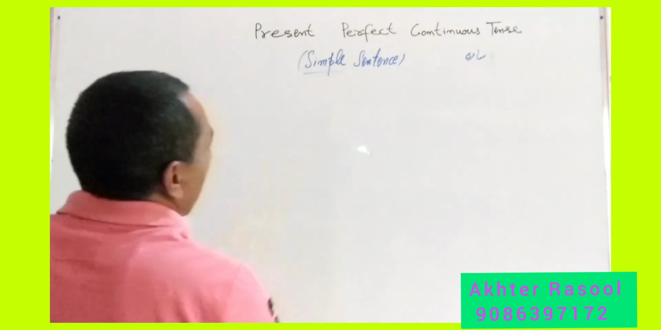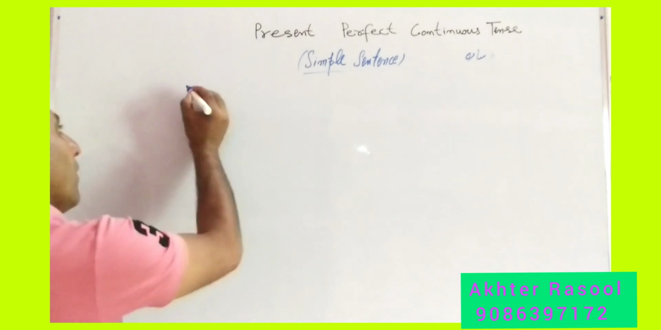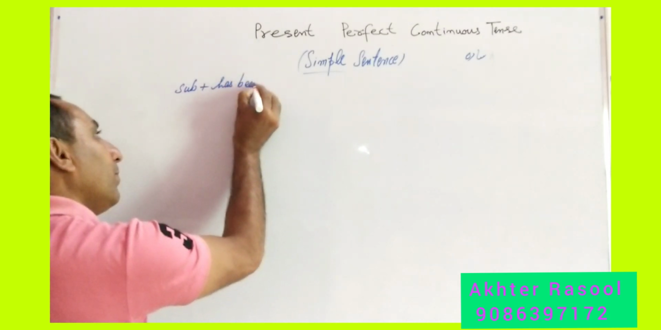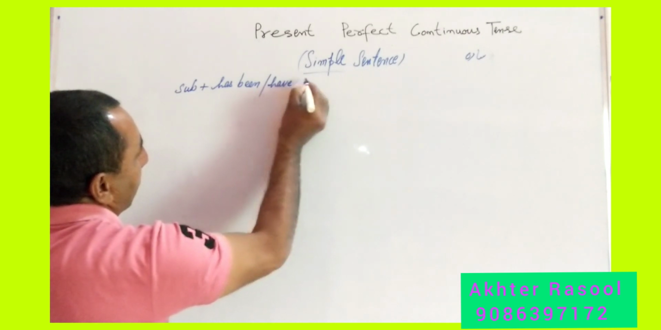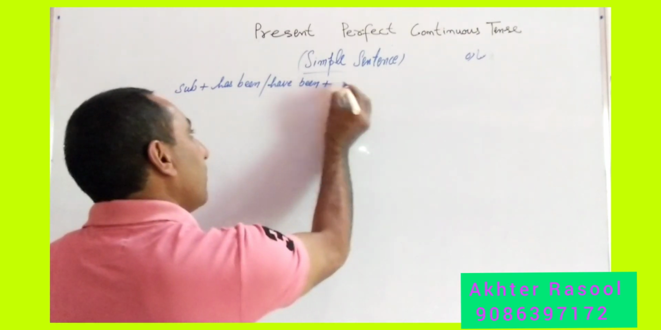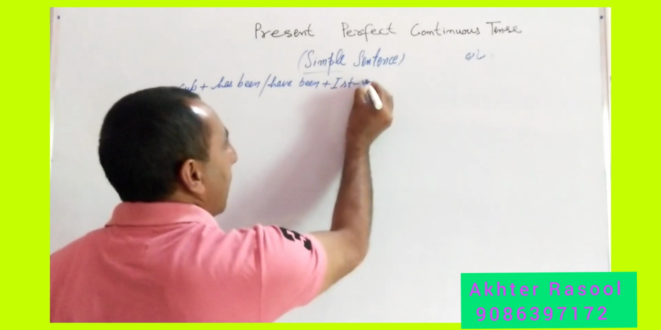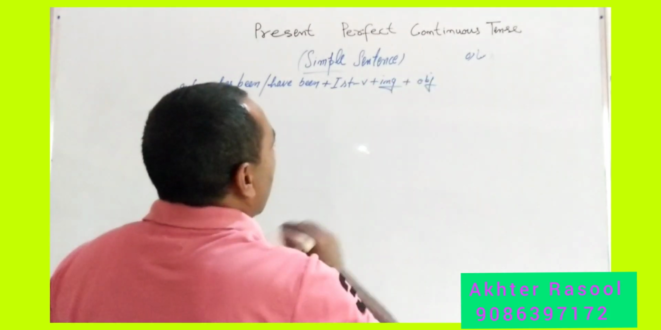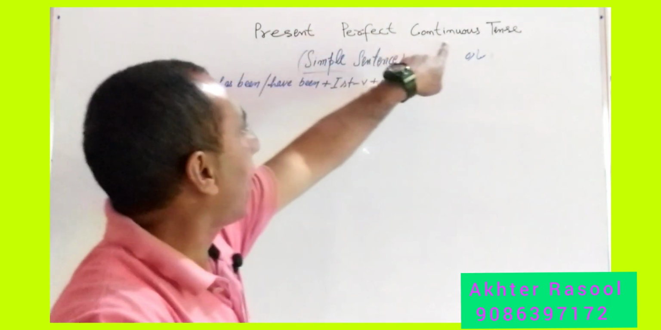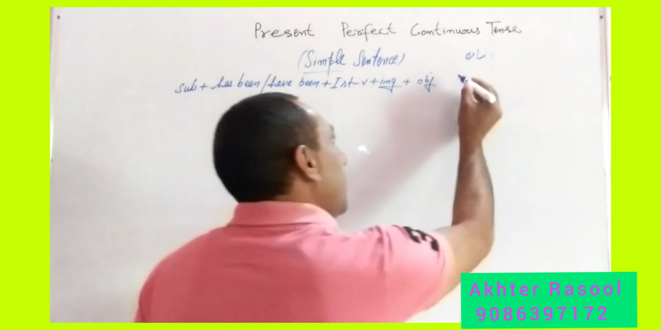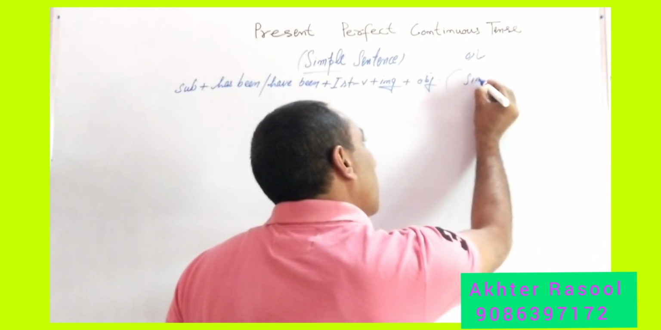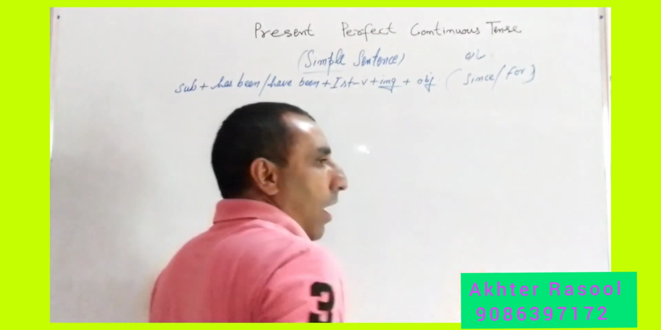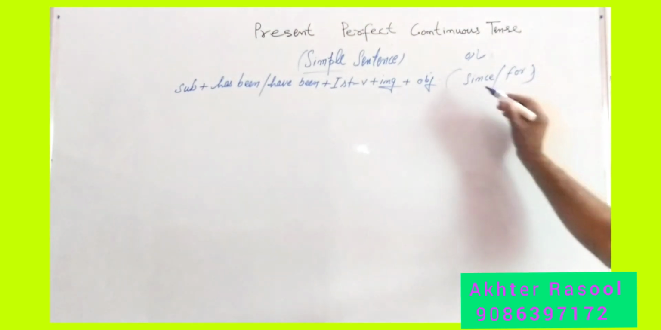Then see here. I will tell you the formula of this sentence. How will you frame it? Firstly, we will write the subject, then has been or have been, plus the first form of the verb plus ing plus object. This formula we will apply in present perfect continuous tense. The most important thing is that we use since or for in such types of sentences. Again, I will explain where you will use since and where for.